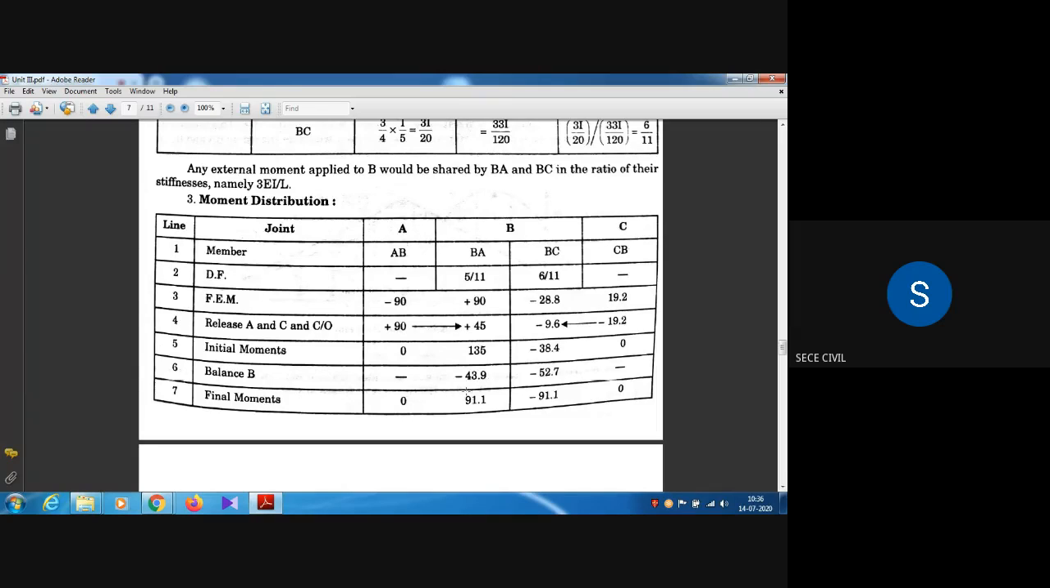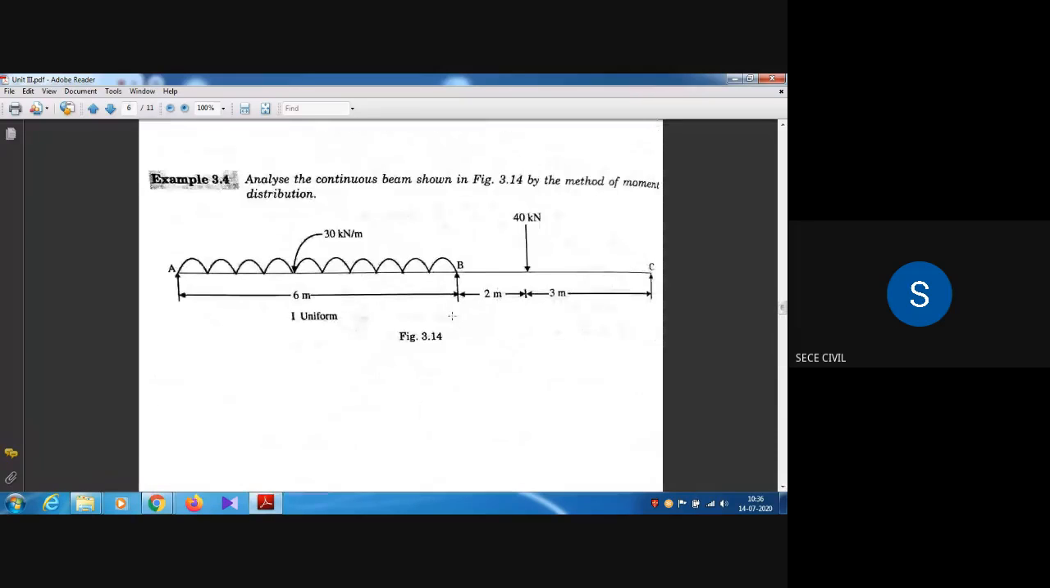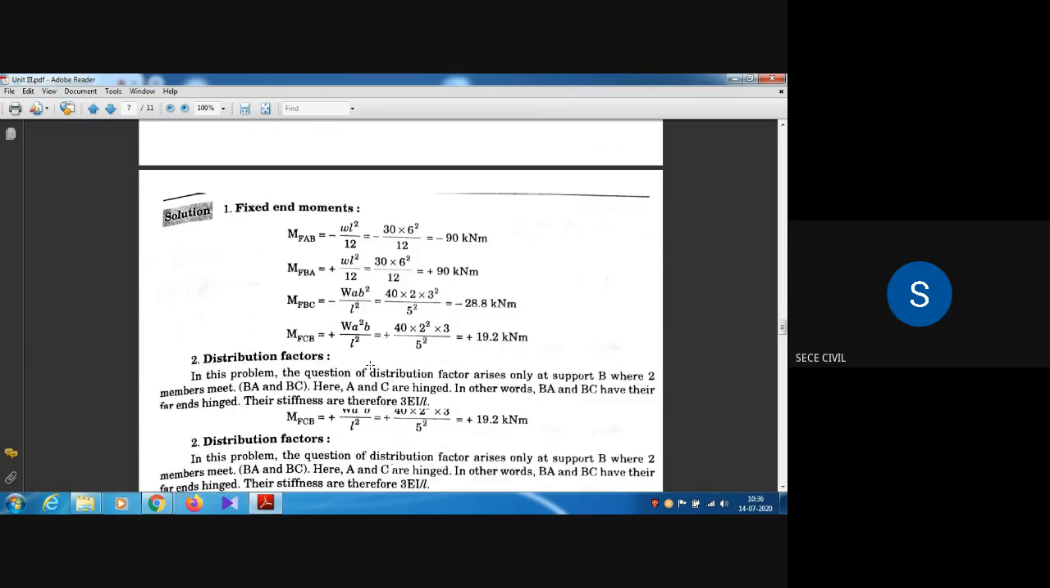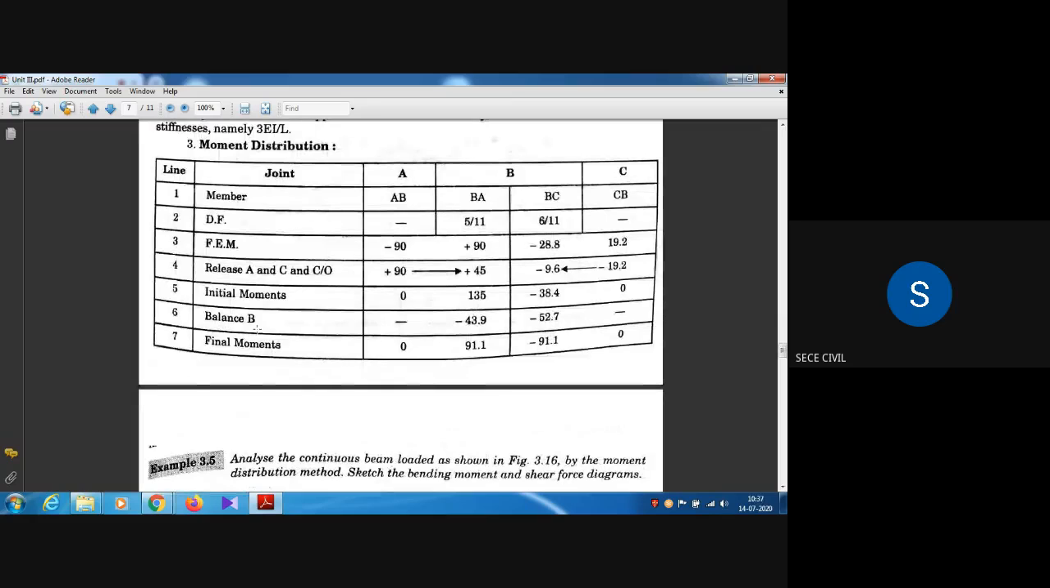But in this case, we are applying a moment at BA, so what will be the far end? The far end is A. What about joint A? Joint A is an injured, that is hinged, end. If it is fixed, the moment will carry over there, but if it is hinged, the moment will not carry over. So the next step after balancing is carryover, but in this problem we have hinged ends only. The far end is hinged. Joint A is hinged, joint C is also hinged, so we didn't do the carryover.